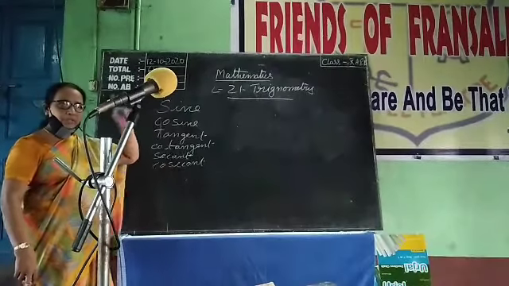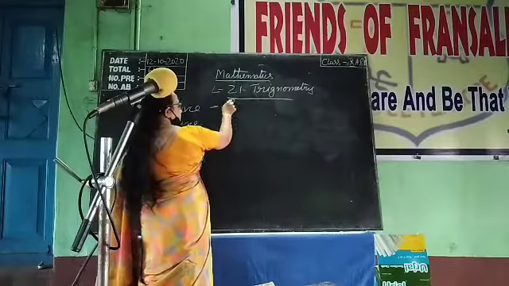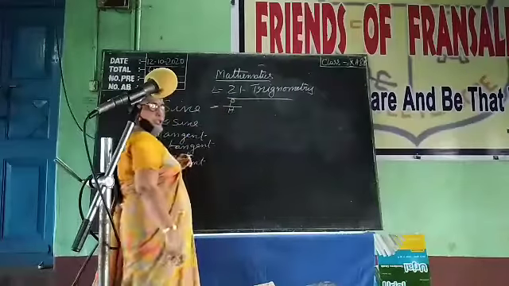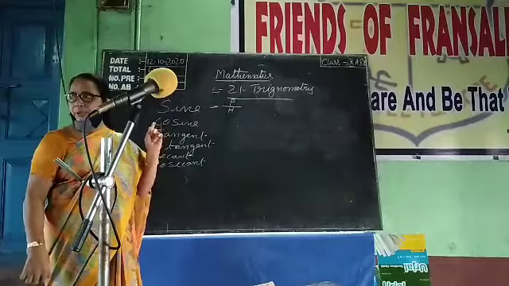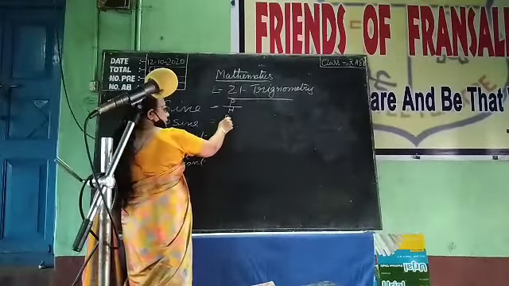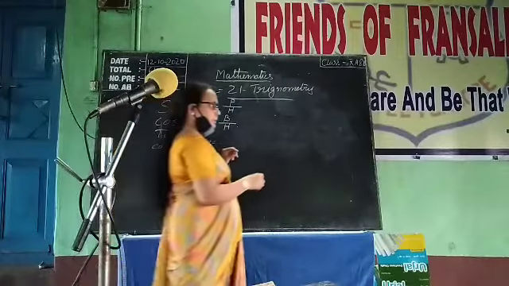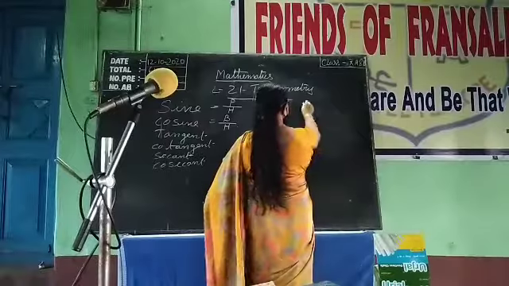And you know the definitions also now. What is the sine definition? Perpendicular divided by hypotenuse. For the perpendicular I am using the letter P and for the hypotenuse H. And cosine is base divided by hypotenuse.